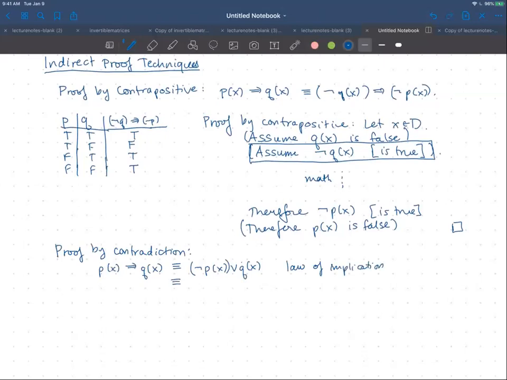Which is equivalent to, let's whack this with De Morgan's and the double negative. So I'm going to negate both pieces. When I negate a not P, I'm going to get a P of X. That's my double negative. My or turns into an and. My disjunction becomes a conjunction, and I get not Q of X.